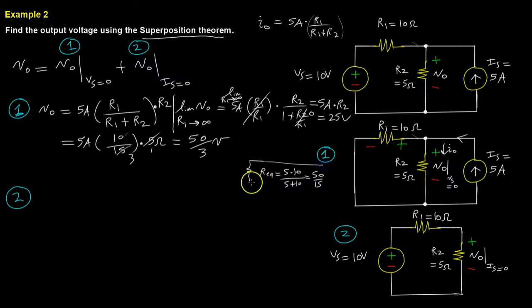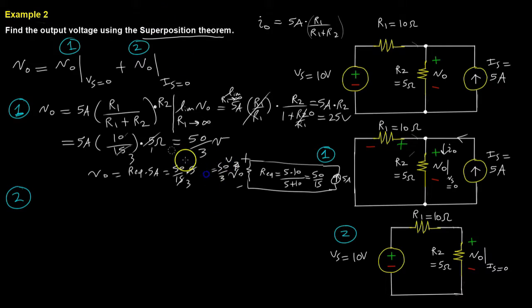And what you could do then is you could have all the 5 amps flow through this one resistor that's equivalent. These are in parallel, and so the Vout across this guy is the same as the Vout across the other guy, so you can do this easily. So the Vout is going to be R equivalent times the 5 amps, which is 50 over 15 times the 5 amps. These cancel, you get 50 thirds volts. This got really messy, I apologize, but I hope you get the concept. These are the same with two different methods.